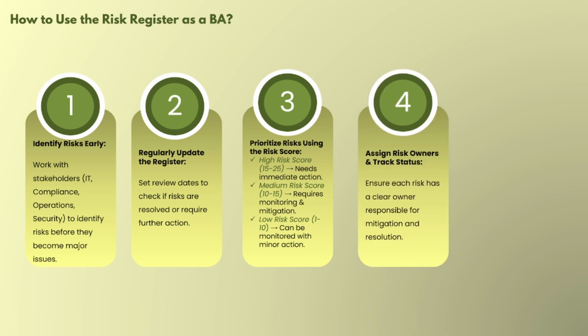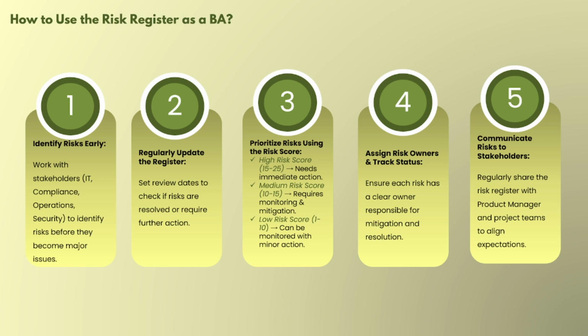Then assign risk owners and track the status. We have seen in that particular table that each risk has a clear owner responsible for mitigation and resolution. We have provided Benjamin, who is the IT person, for that particular risk. Then communicate risks to stakeholders. This is very, very important. Regularly share the risk register with the product manager and project teams to align expectations. This is something we need to do regularly as a BA.